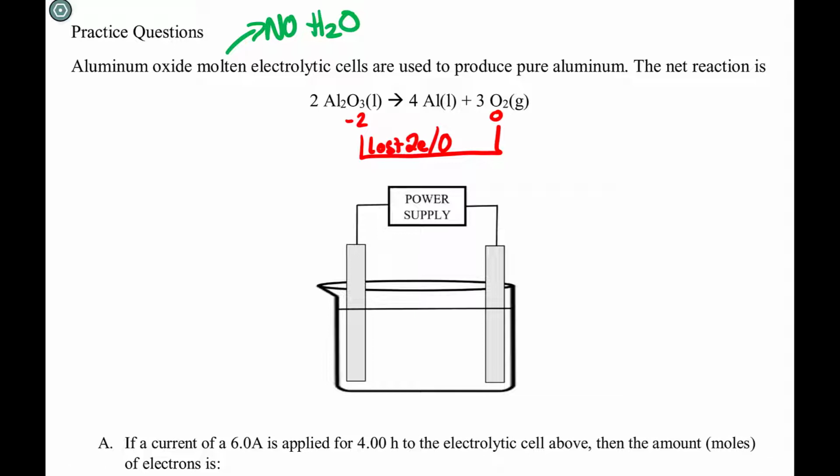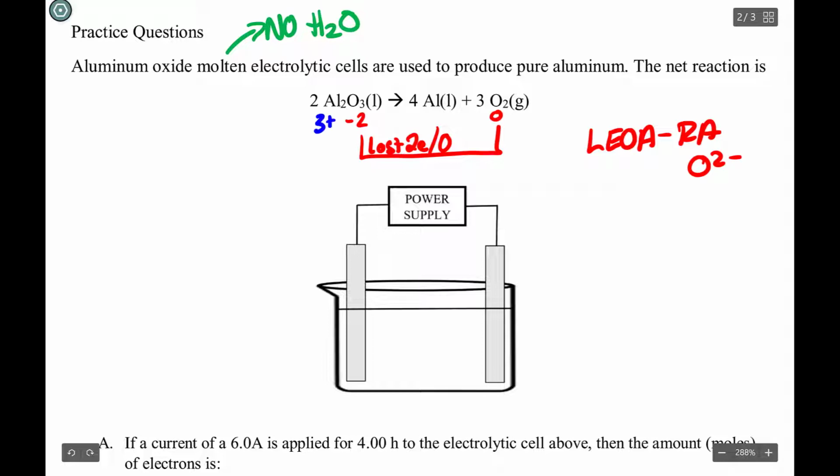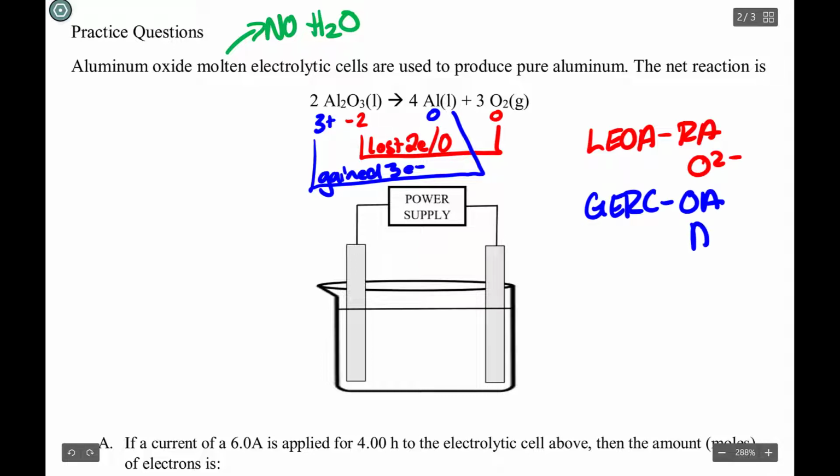So I know that if you are losing electrons, undergoing oxidation, this happens at the anode, and this would be my reducing agent. My reducing agent would be O2-. When I look at aluminum, aluminum has a 3+ charge here. And so when it goes from here to here, which is elemental 0, it has gained 3 electrons per aluminum. And I know if I'm gaining electrons, I'm undergoing reduction at the cathode. It's the oxidizing agent. And so Al3+ would be the oxidizing agent.